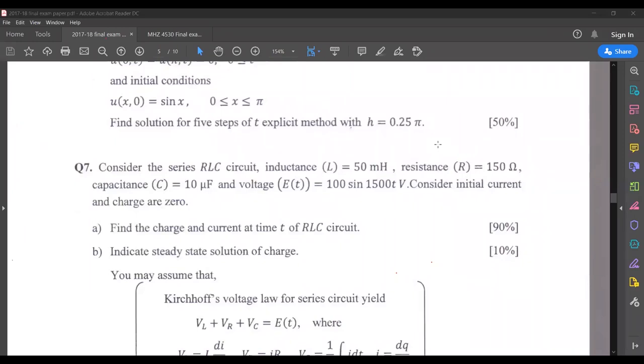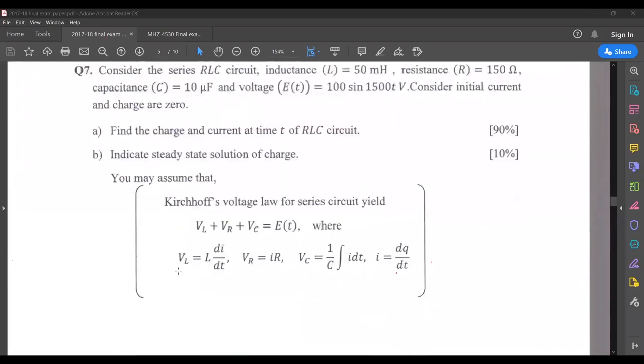And consider the initial current and charge as zero. This is a vital part. Consider the initial current and charge: when time equals zero, I is zero, that is the current is zero, and charge Q is also zero. So find the charge and current at time t of the RLC circuit.